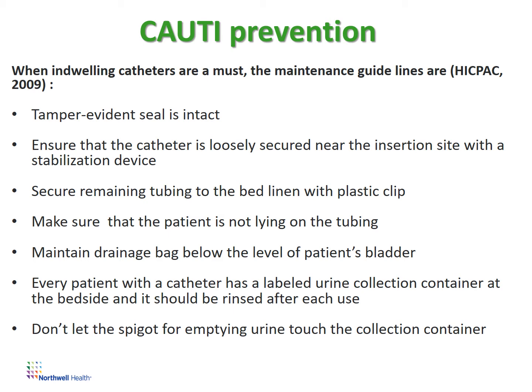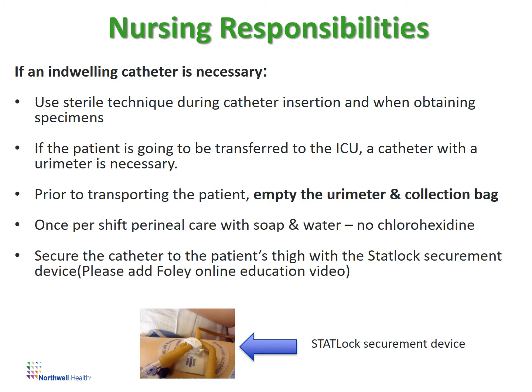When the patient has the catheter, there will be a urine collection container labeled with the patient's information at the bedside. This is used to empty the bag and should be rinsed after each use. When emptying the bag, do not let the spigot touch the collection container to prevent cross-contamination. Sterile techniques should be used when inserting a catheter and whenever you're obtaining specimens.